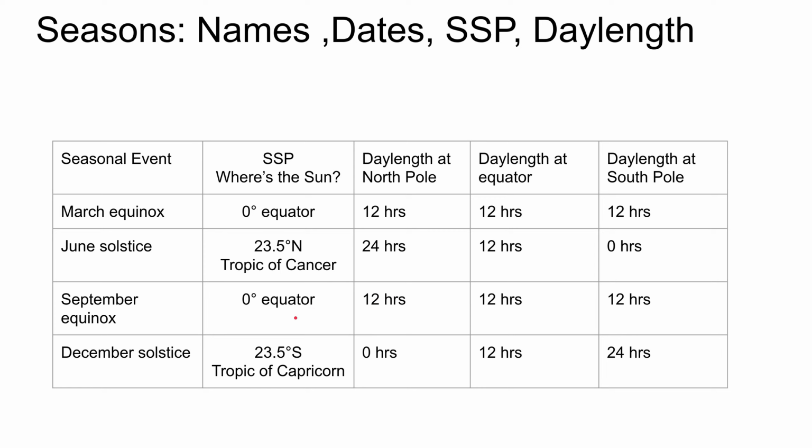3 months later, the sun's at the equator. It's the equinox, equator, equal day and night. And then 3 months later, the December solstice, the subsolar point has shifted to 23.5 degrees south. So the North Pole gets nothing. The equator gets 12 hours and the South Pole gets, again, 24 hours of light. So if you're at the poles, you're going from 0 hours of daylight to 24 hours of light over the course of a year. And if you're at the equator, you get 12 hours of light every day, no matter what.